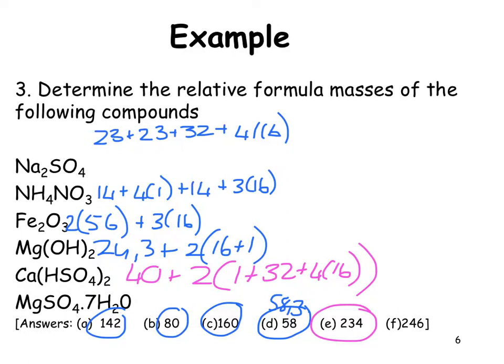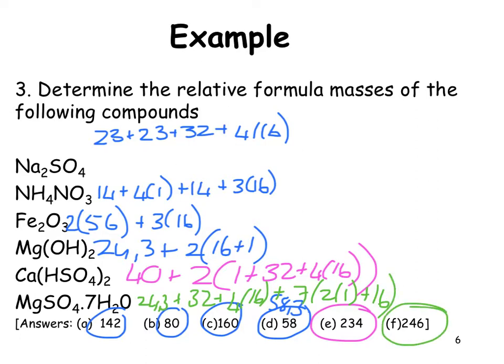The last one's a little bit tricky or a little bit different. This dot over here is not a multiplication. These are known as waters of hydration. These waters get trapped in the crystal lattice as the ionic bonds form, and there will be 7 waters added onto each magnesium sulfate. So you need to add them in, and therefore it is going to be magnesium at 24,3 plus 32 plus 4 times 16 plus 7 times (2 times 1 plus 16), and when I add those all up, I get 246.